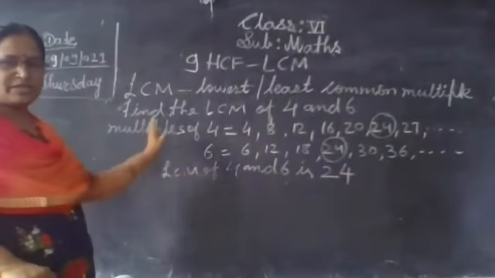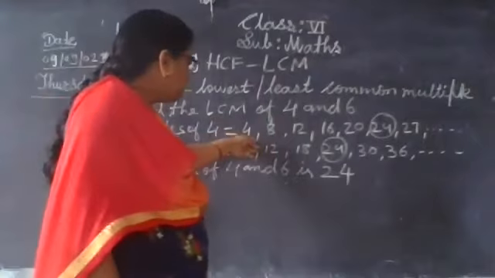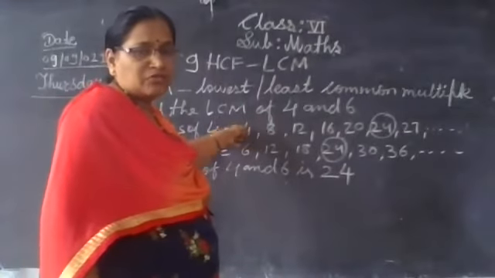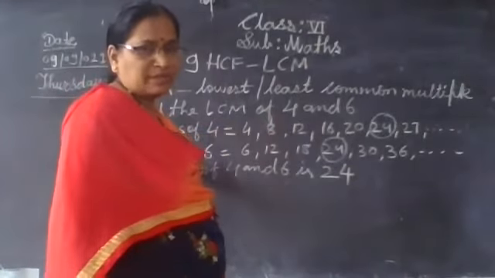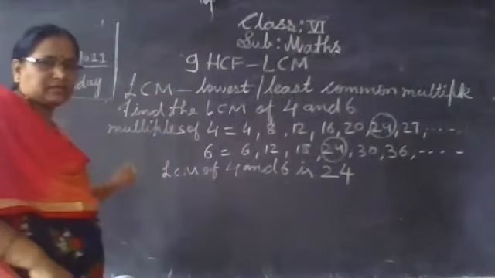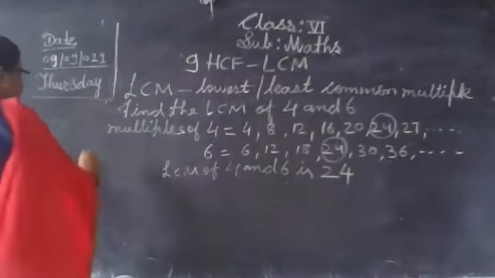Therefore, what method is it? It is the listing method. Here we prepared a list of the multiples of each number. Now see the second question.